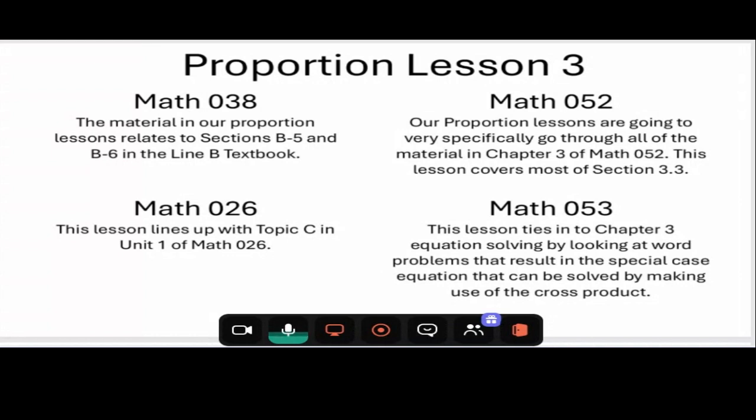So again, I'm not going to read it all out there, but you can see where this specifically is taught in Math 026, 038, and 052. And for Math 053, certainly ratios and equations that you can solve with the cross product do continue to come up, and definitely word problems, as you already know, in, for example, your equation solving unit and your linear graphs unit as well. Word problems basically make their way in everywhere you go in pretty well all these courses, actually.